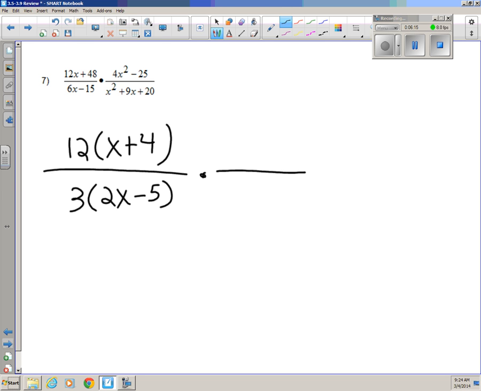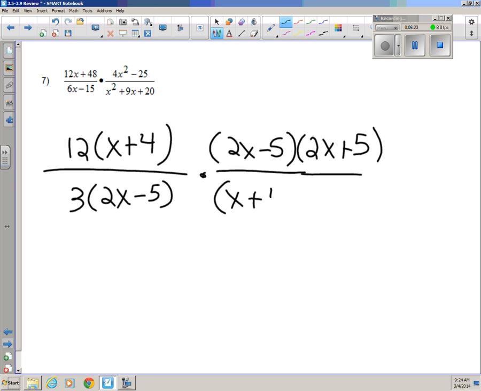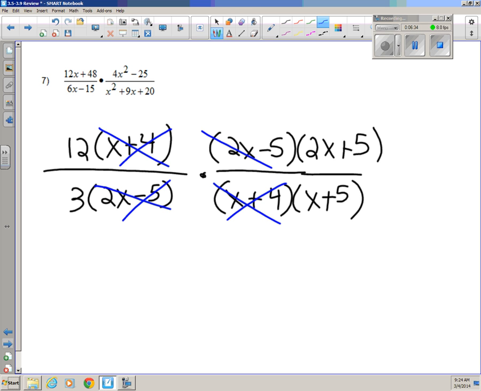So perfect squares. 2x minus 5, 2x plus 5. Denominator, I'm going to multiply to 20 positive, add to 9 positive, x plus 4, x plus 5. Start crossing out. X plus 4s go away. 2x minus 5s go away. That looks like all that can go away.